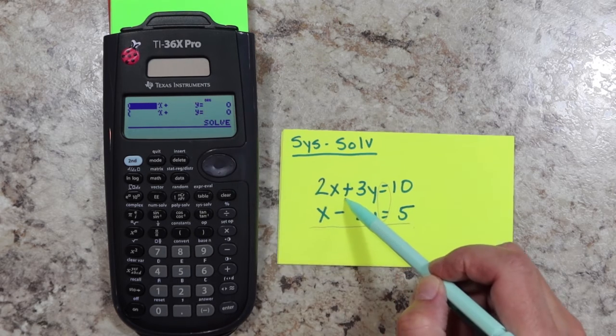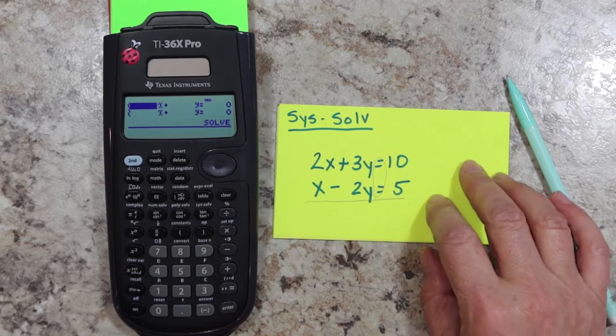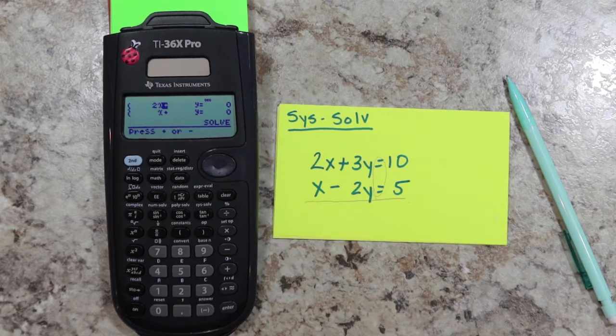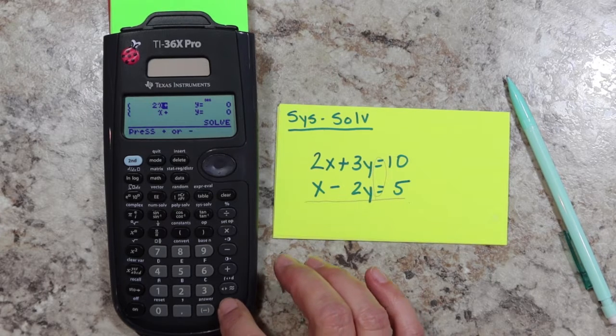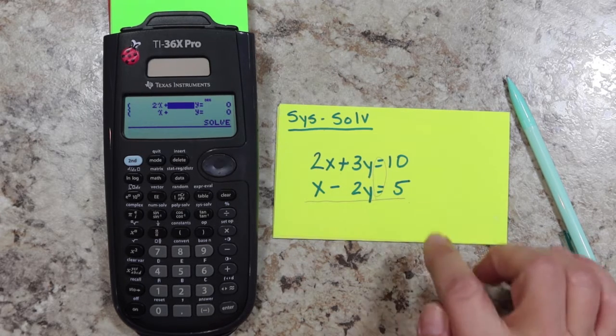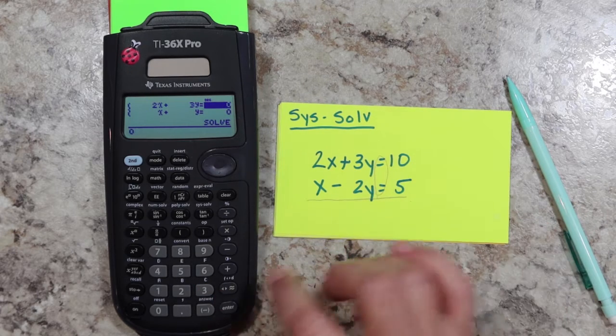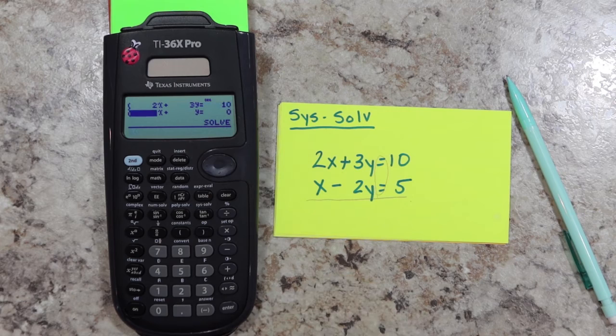Now my first equation is plus, so all I have to do to enter this first equation is 2, enter. Now it takes me to the sign. I want to leave it plus, so just press enter. Now it goes over to y. My coefficient there is 3, enter, and my constant term is 10, enter.